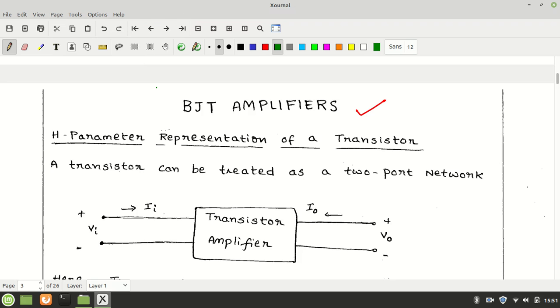Students, today our topic of discussion is the hybrid parameter of bipolar junction transistors.